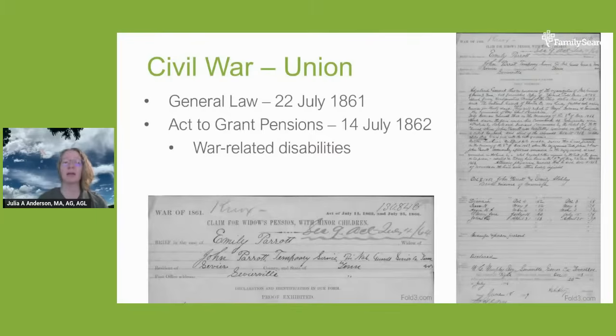The first law for Civil War pensions was passed on July 22, 1861, only a few months after the war began. An act to grant pensions for those with war-related disabilities passed a year later on July 14, 1862. These laws only applied to those who fought for the Union.